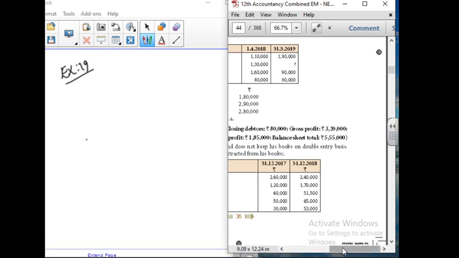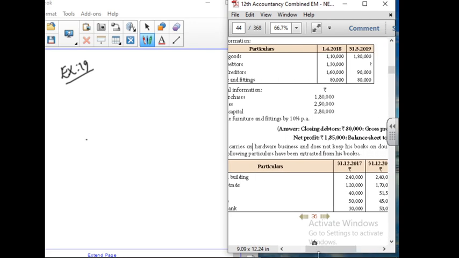These informations are known to you. First information, 31/12/2017, is used to find out the opening capital, and 31/12/2018, the second column's information, is used for the balance sheet. Once again, I'll say, 31/12/2017 information is used to find out the opening capital. Next column 31/12/2018 is used for the balance sheet informations.